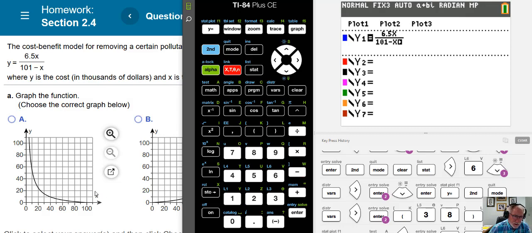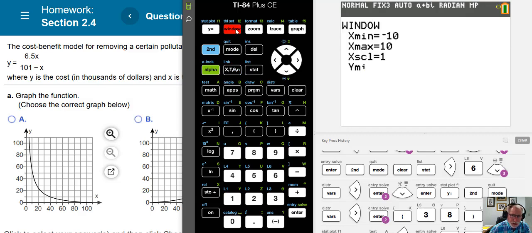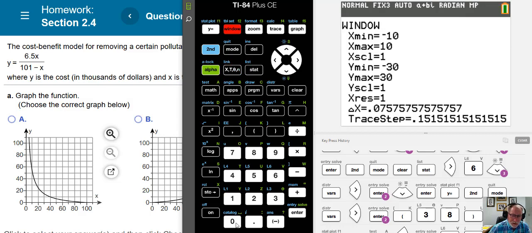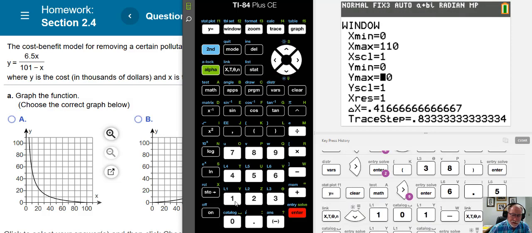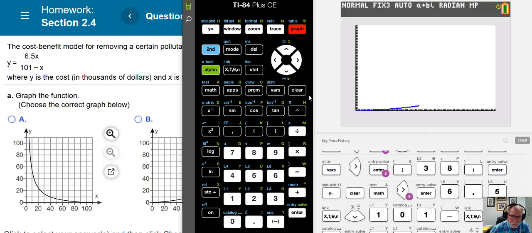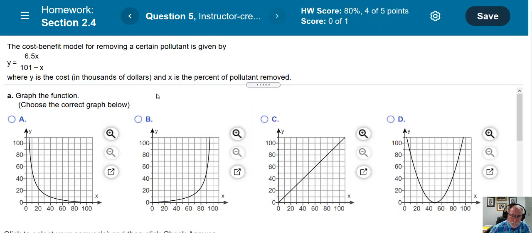Now again, I can look at these pictures and tell the range of values on x's are 0 to 110. And the range of values on y is the same. So I can go to the window setting, change x min to 0, x max to 110, change y min to 0, and y max to 110. And the picture I see should match up with one of those.